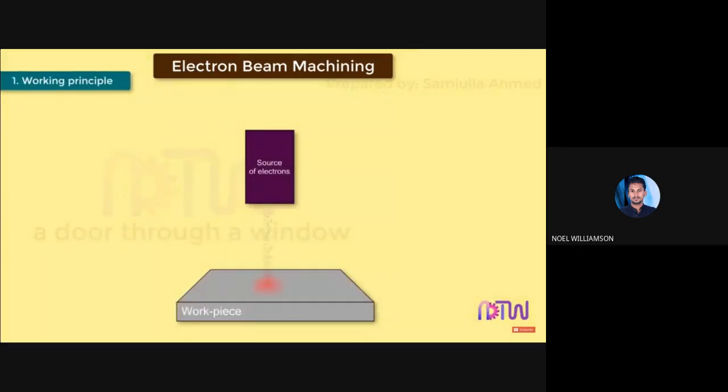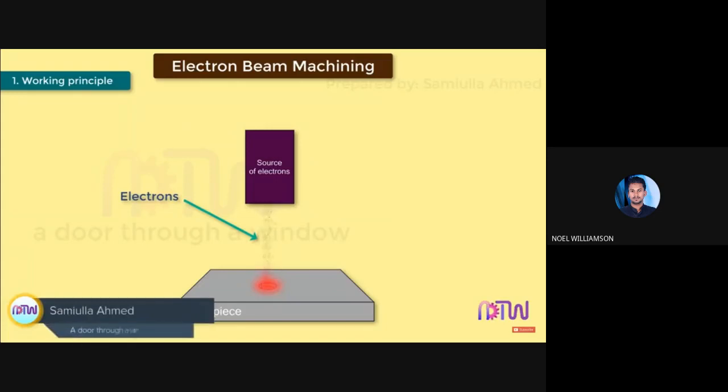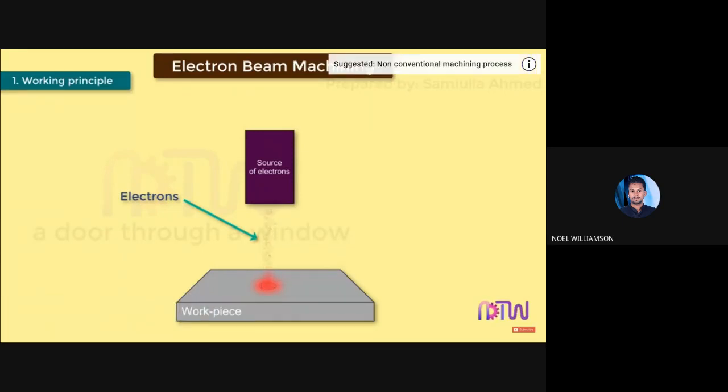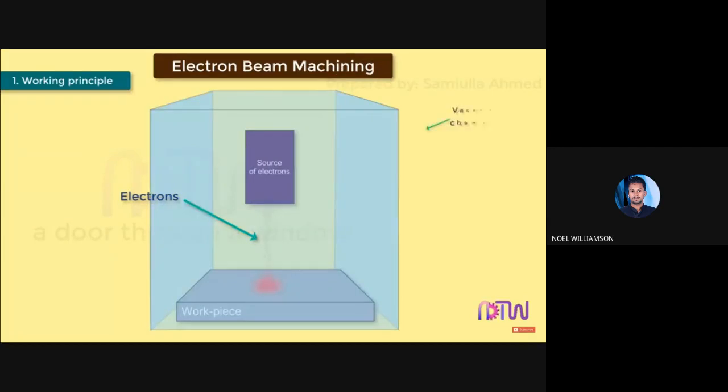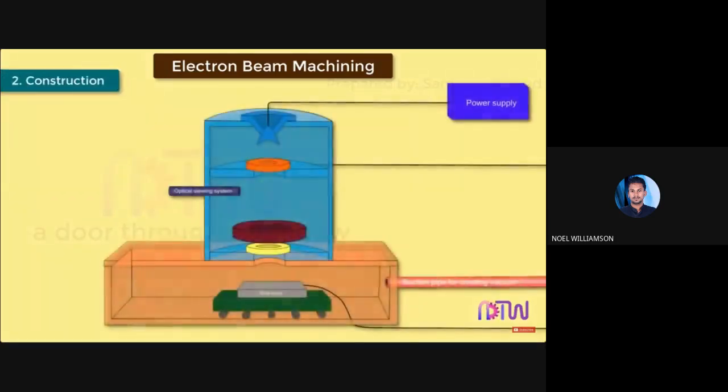Working principle. This machining process works on the basic principle of conversion of kinetic energy of electrons into heat energy. When a high-speed electron impinges on a workpiece, its kinetic energy is converted into heat energy. This heat energy is used to vaporize material at the workpiece interface. This is the basic principle of EBM. This process is carried out in a vacuum, otherwise the electrons will collide with the particles in the air and lose their energy. Construction. The electron beam equipment is built similar to electron beam welding machines.